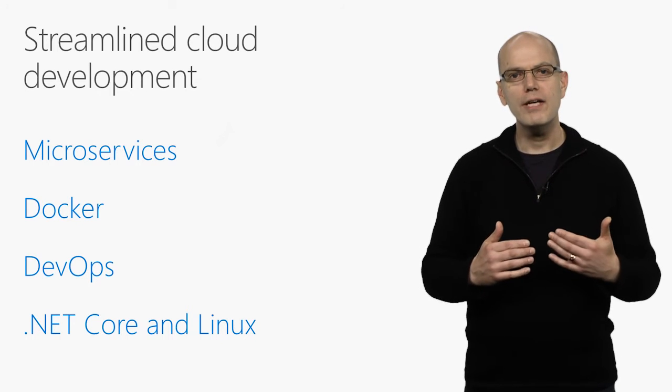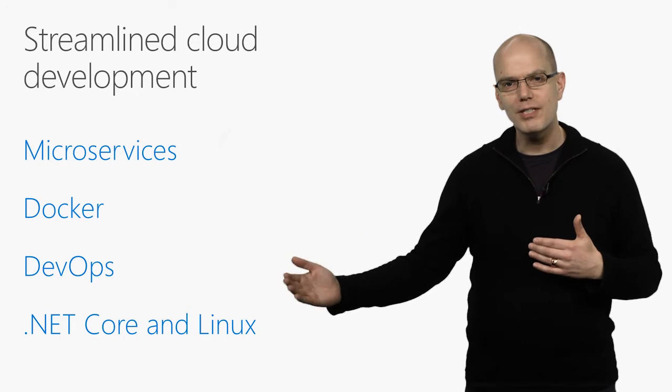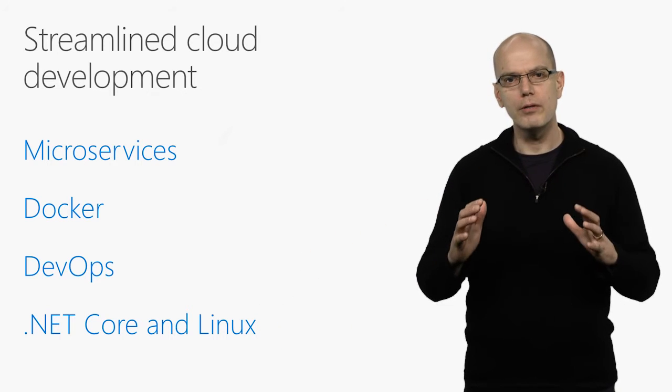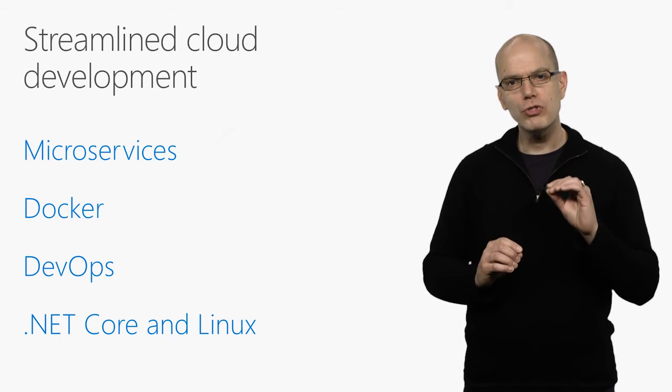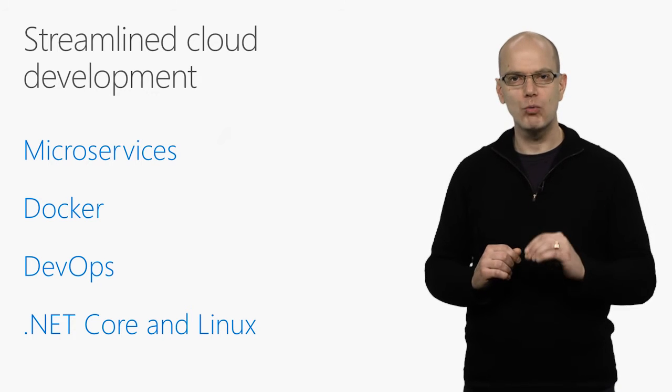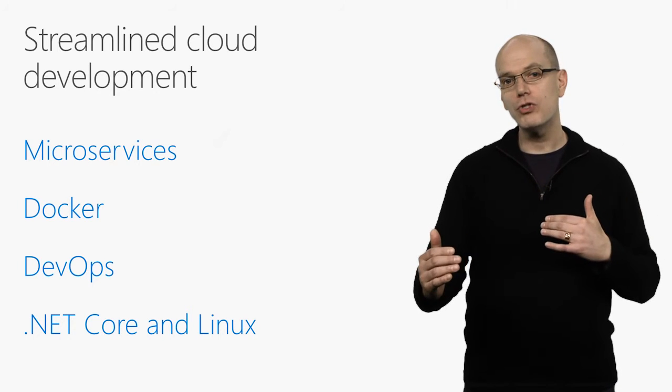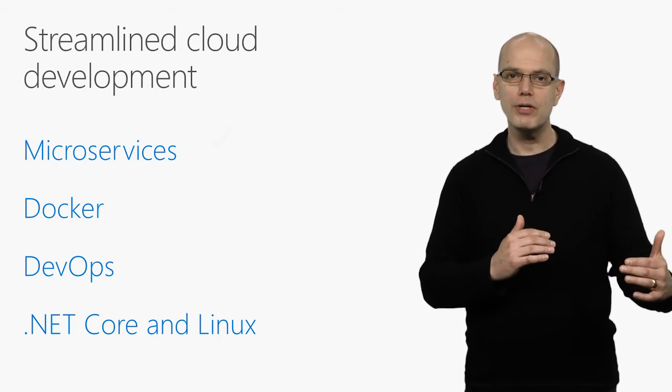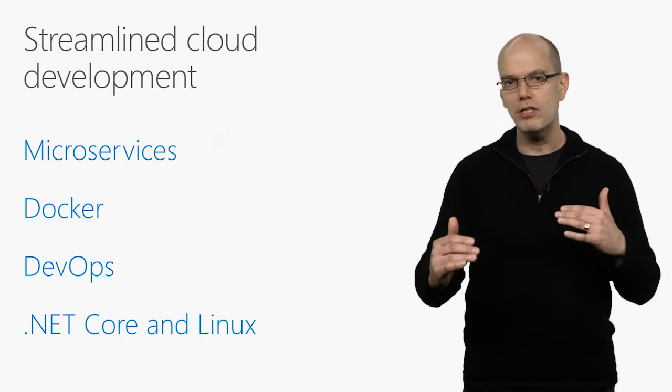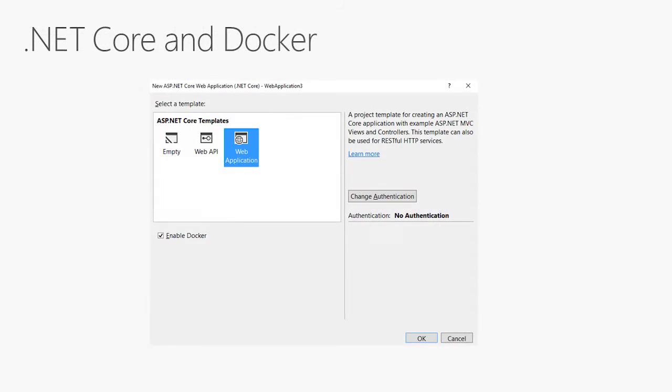It also includes integrated tooling to package your applications into Docker containers and to deploy them to the cloud. And Visual Studio 2017 improves DevOps workflows, from better Git-based version control to much simpler experiences to create continuous integration and continuous deployment pipelines. One of the most notable advances is the support for .NET Core.